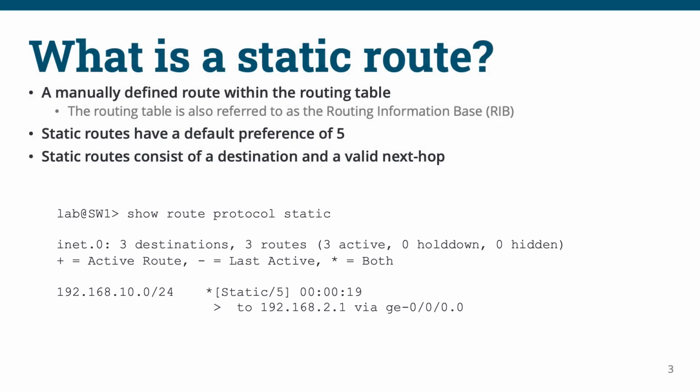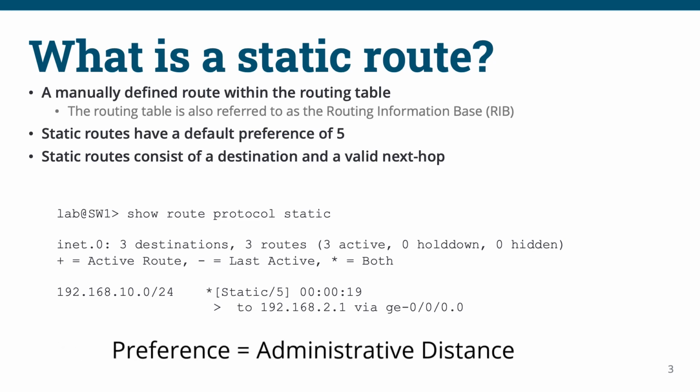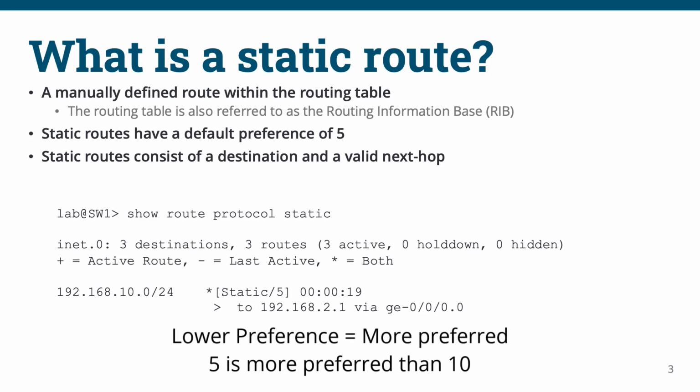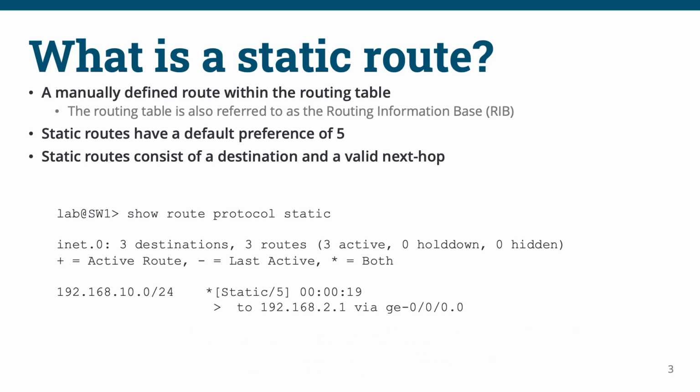By default, static routes have a preference value of 5. If you're coming from Cisco devices, the preference value serves the same purpose as administrative distance. This means that the preference value will determine which protocol's information will be installed in the routing table if multiple sources provide a route to the same prefix. A lower preference value is more preferred.